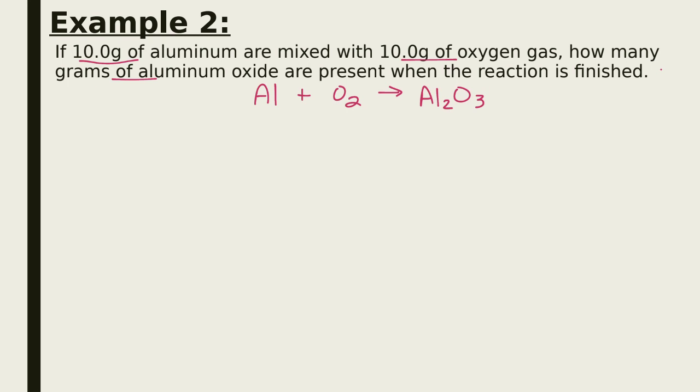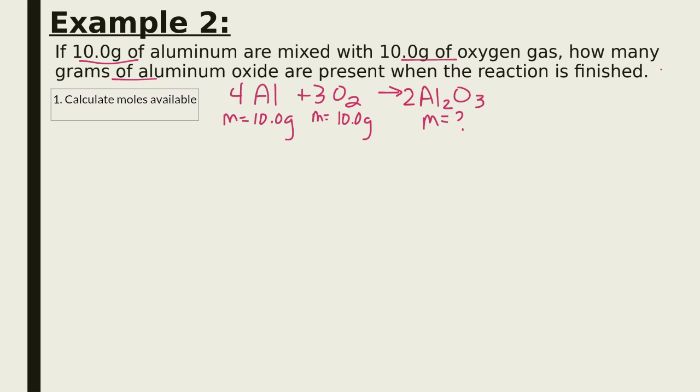So let's balance this. My oxygens are not balanced. I will put a 2 in front and a 3 in front over here of our oxygens to balance those. And then I have 4 aluminums. I know that the mass of aluminum is 10 grams. I know that the mass of oxygen is 10 grams. This is the dead giveaway that this is a limiting reactant problem. They are asking me to solve for the mass of aluminum oxide.